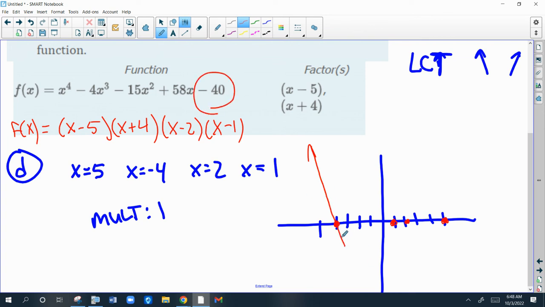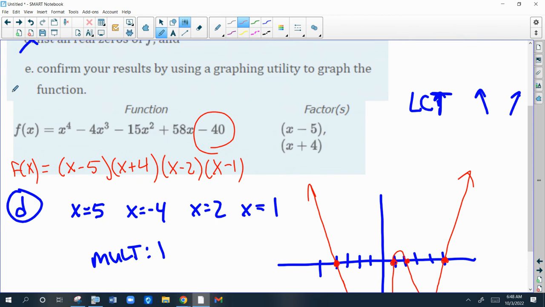Y-intercept is negative 40. So this is going to go all the way down to negative 40. Has to go up through this one, down through this one, and then back up through this one. So that's what the graph looks like. We're done. I'm gonna do E now like they wanted me to.